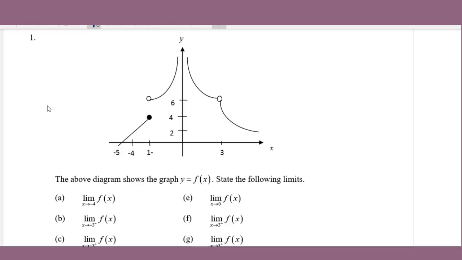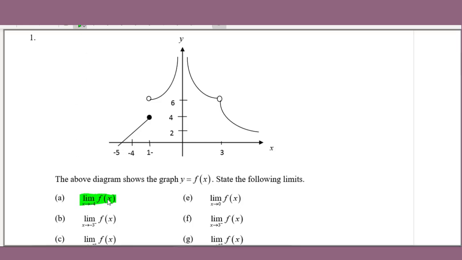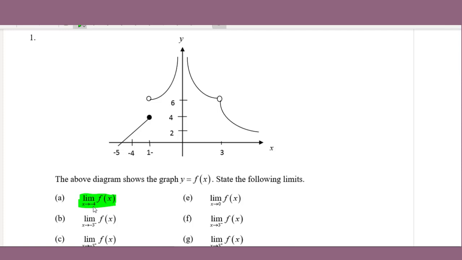2.1 Limits. Number 1: the above diagram shows the graph y equals f of x. Find the following limits. This is the graph. First, find the limit as x approaches -4. When x is equal to -4, y is equal to 2. So, find the limit as x approaches -4.